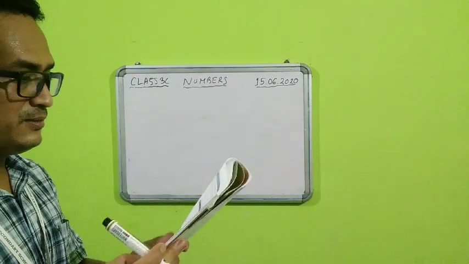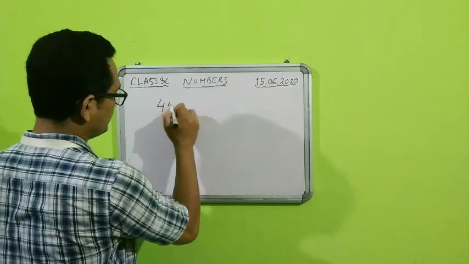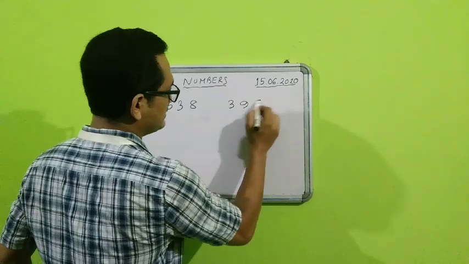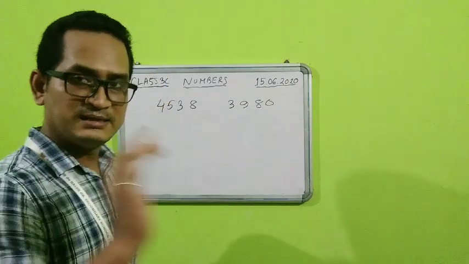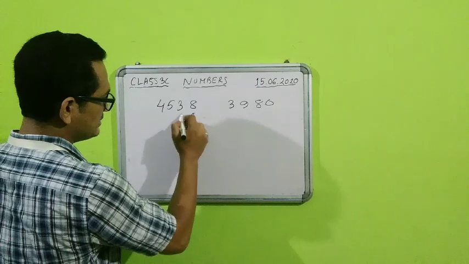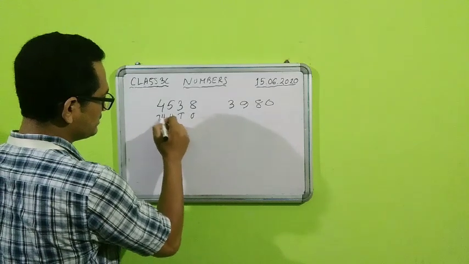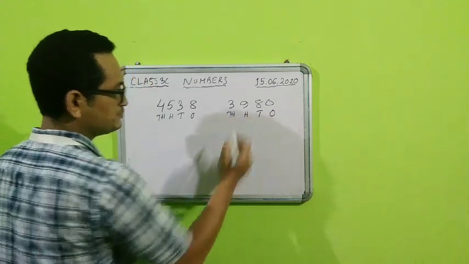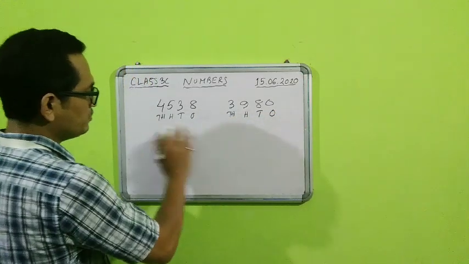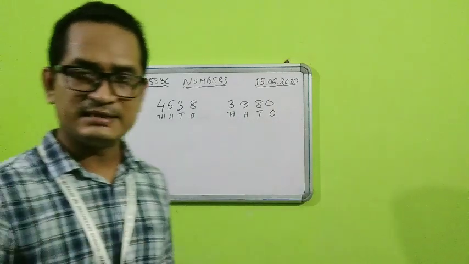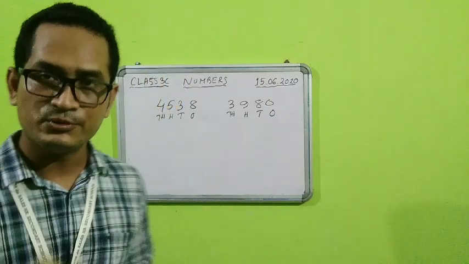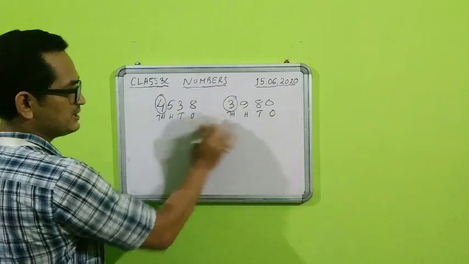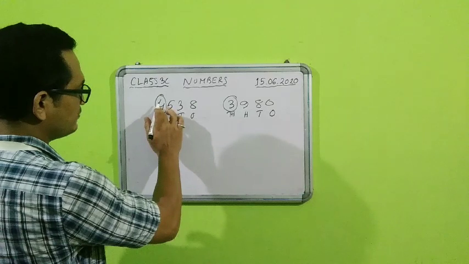That is 4,538, and the next number is 3,980. Now students, just see the places. This is ones, this is tens, this is 100, and this is 1000. And here also this is ones, this is tens, this is 100, and this is 1000. Now since both have 4 digits, I cannot decide by just looking at the number of digits. So what I have to do is see the extreme left hand side place, that is the highest place, the 1000 place. So what is there? 4 and 3.